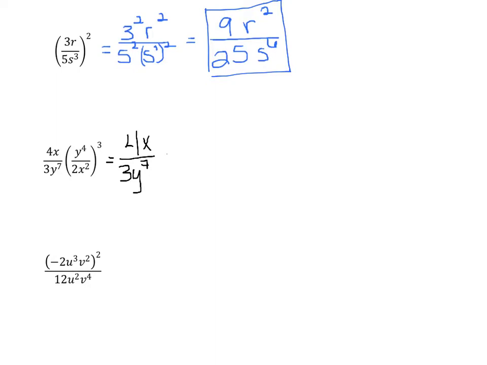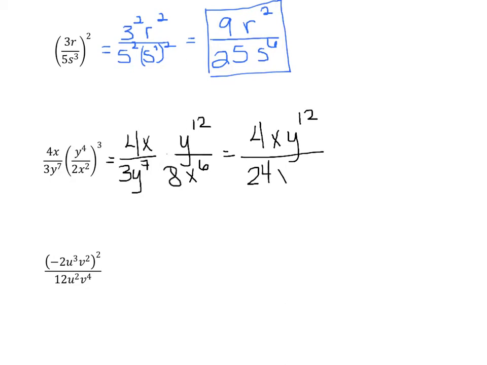I have y to the 4th cubed, that's y to the 12th. I have 2 cubed, that's 8. And I have x squared cubed, that would be x to the 6th. So this becomes 4x y to the 12th divided by 24 x to the 6th y to the 7th.